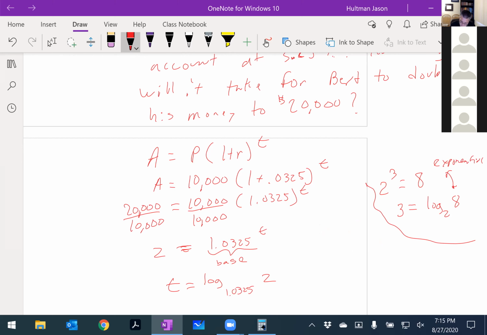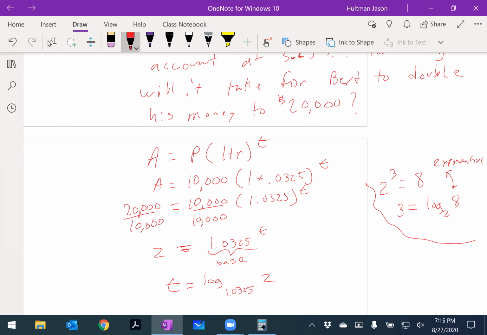Well, 1.03 to the what power is 2? Well, that's log base 1.0325 of 2. Does that make sense? Hopefully that makes sense. So just changing it from exponential to logarithmic.